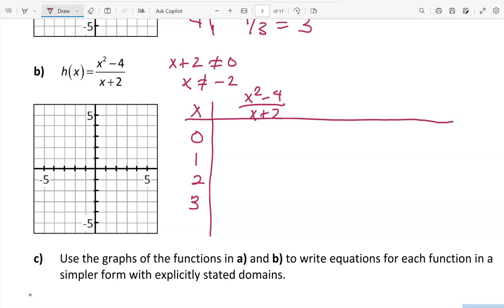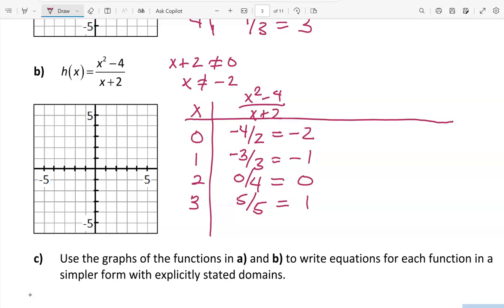When we replace x with 0, we get a numerator of negative 4 and a denominator of 2, which gives us negative 2. When we replace x with 1, 1 squared minus 4 is negative 3, 1 plus 2 is 3, and that gives us a y value of negative 1. When we replace x with 2, 2 squared minus 4 is 0, 2 plus 2 is 4, 0 divided by 4 is 0, and we replace x with 3, 3 squared minus 4 is 5, and 3 plus 2 is 5, and so we get a y value of 1.